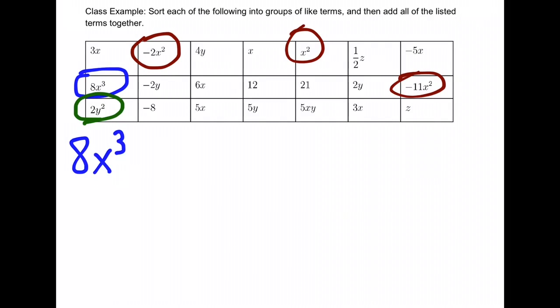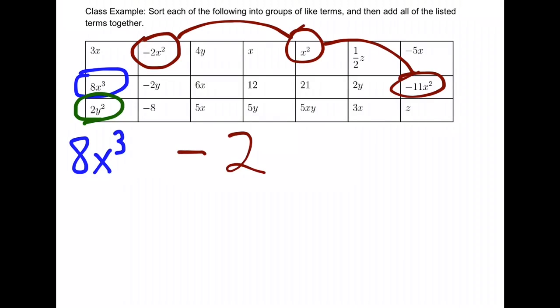Next, I have circled all of the terms that have an exponent of 2. Notice these 3 in red have an x for my variable, and this one term in green has a y. If we consider our x squared terms, when we want to combine them, we just add the coefficients.